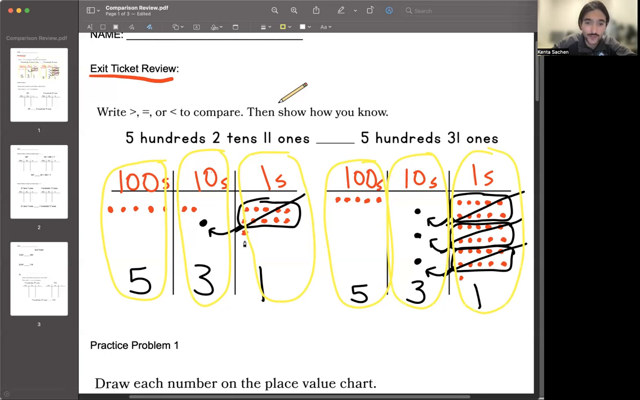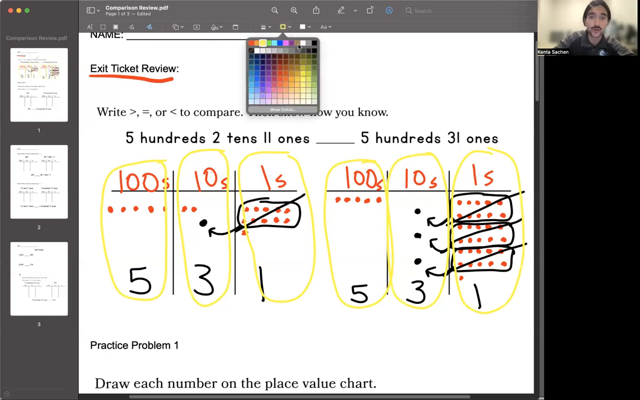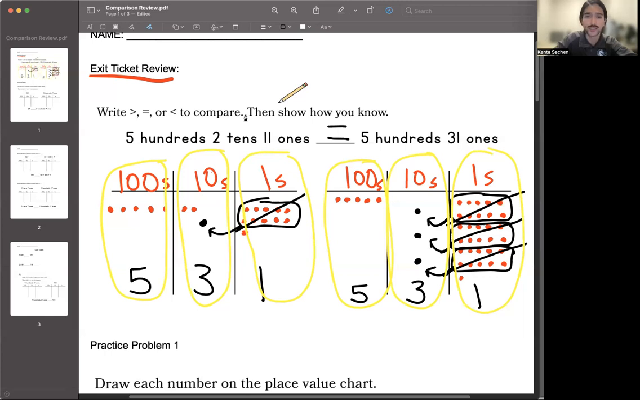I only have 1 left over here and 1 left over here, right? We're not going to count all these ones because remember, we regroup them into 10s. I have 1 and 1. So every place value is the same. They're all equal, right? That means 500s, 2 10s, 11 ones is equal to 500s, 31 ones. Even though these two numbers look different, they're written in different ways. When we regroup them, we can see that they're actually the same exact number, just written differently.